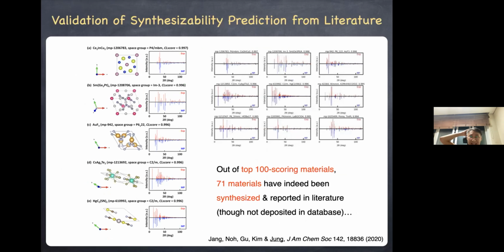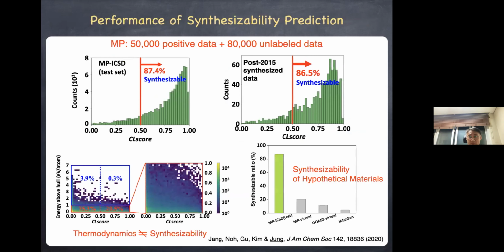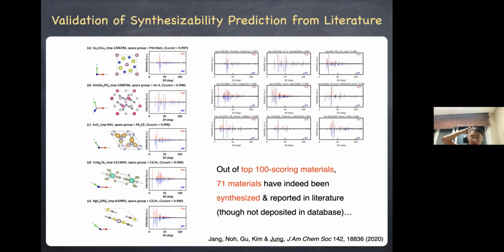To further validate our model, out of these 80,000 hypothetical materials, we ranked them according to the synthesizability score and explored whether any of the top 100 hypothetical materials have been synthesized in the literature. We find that about 70% of them have indeed been synthesized. These are cases where they have been synthesized and reported in the literature, but not deposited in the database yet.